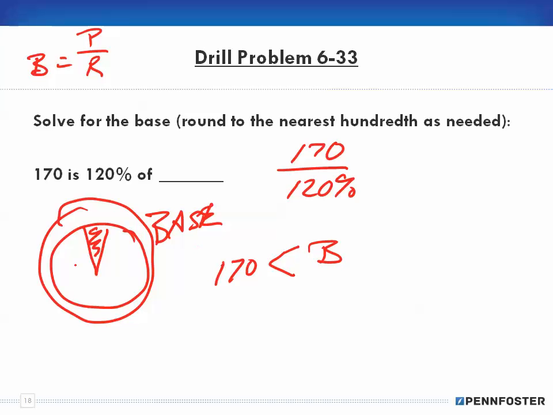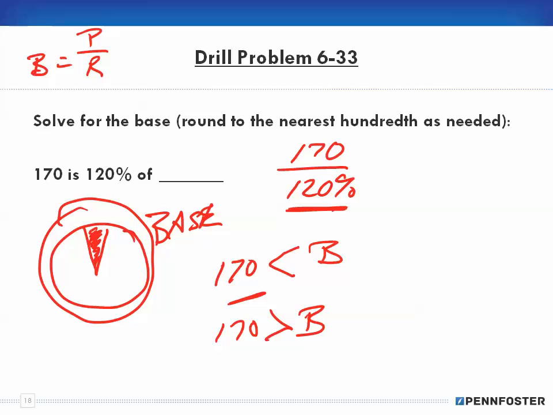Because if 170 is just a portion of it, that's only a piece of whatever is a larger thing. But now here's the catch. Notice that the rate is 120%. Whenever you have a percentage that's greater than 100, that means the base is actually going to be less than the 170. But this is why I don't really like using the portion, base and rate concept, because of the implications of what the words mean.